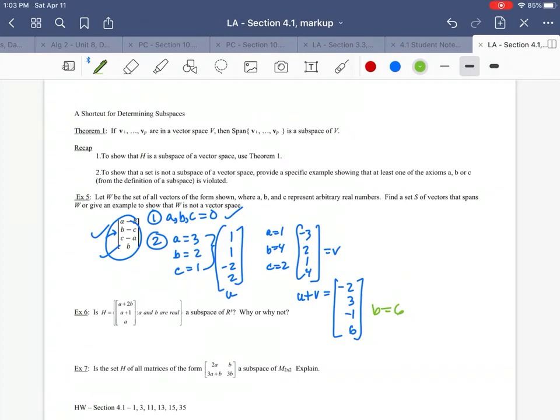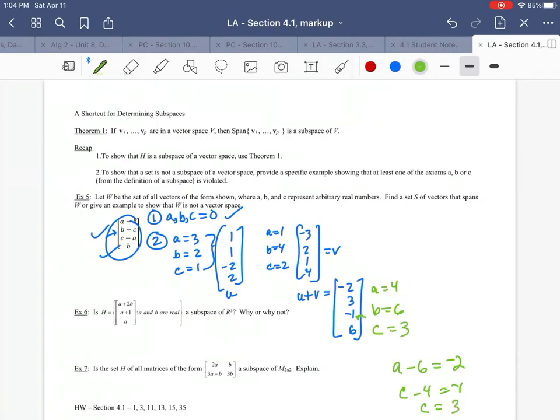So B is 6, let me see if I can figure anything else out. A minus B, so let's see, I'm going to write down here, but you don't have to write it down. So A minus 6 has to equal -2, right, because that's the answer up there. So that would mean that A was 4, right? And let's see, C minus A, so C minus 4 has to be -1 right here. So that means that C has to be 3.